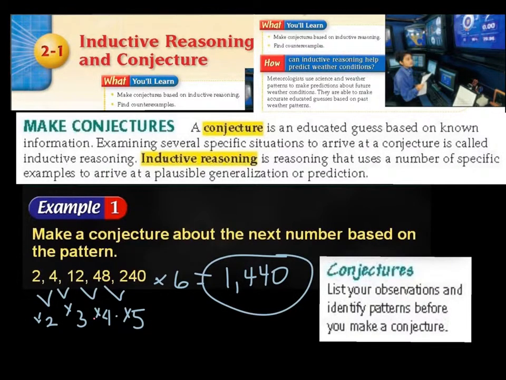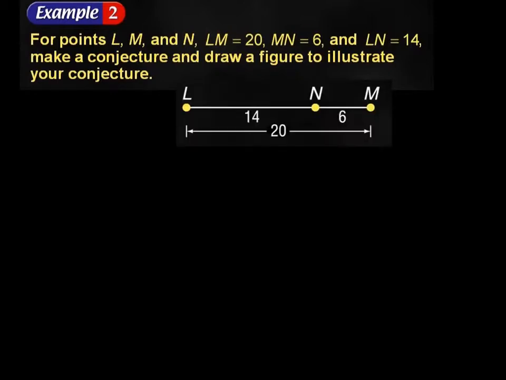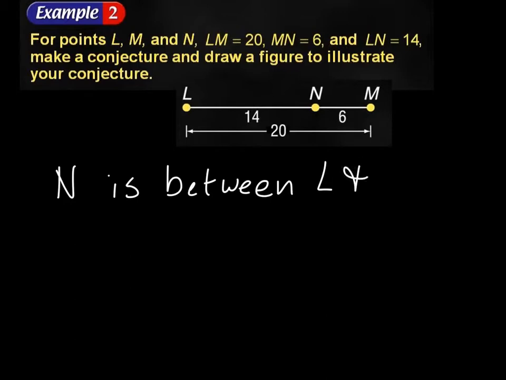A more geometric pattern. For points L, M, and N, the length of LM is 20, MN is 6, and LN is 14. Make a conjecture and draw a figure to illustrate your conjecture. Now, I usually do that in the opposite order. I can see that 6 plus 14 is 20, so I'm going to guess that's what's going to happen. So my conjecture is that N is between L and M.